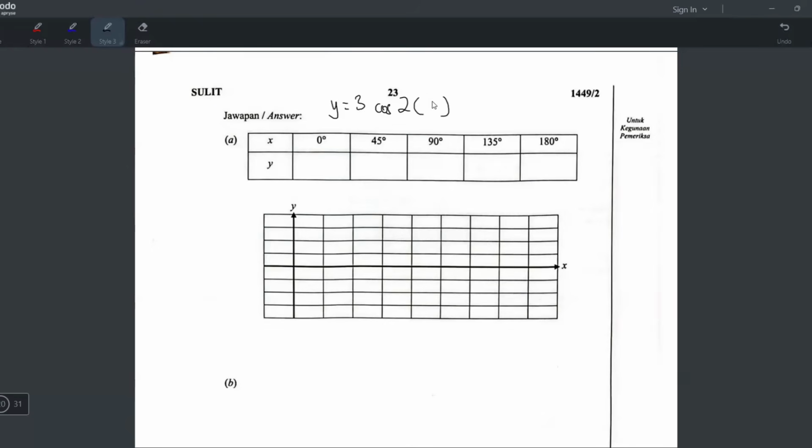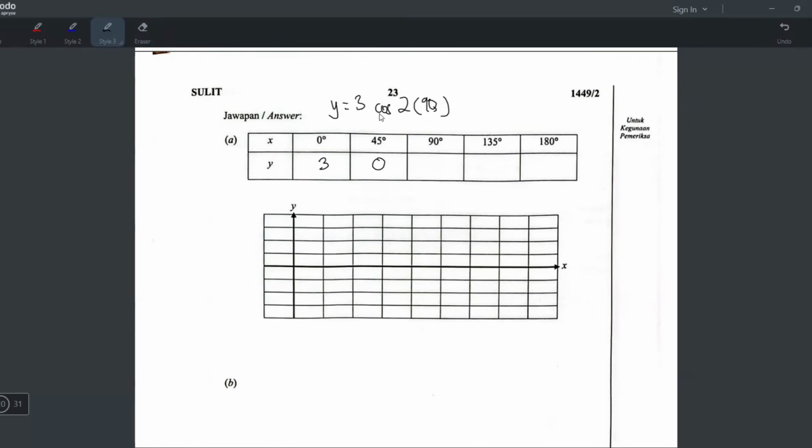Alright, so when you put 0 here, 2 times 0 is 0. Cos 0 is 1. 1 times 3 is 3. Okay, you can use your calculator to help you. Okay, now we have to sub 45. 45 times 2 is 90. Cos 90 is 0. 0 times 3 is 0. Okay, alright, now what about 90? Okay, 90 times 2 is 180. Cos 180 is negative 1.